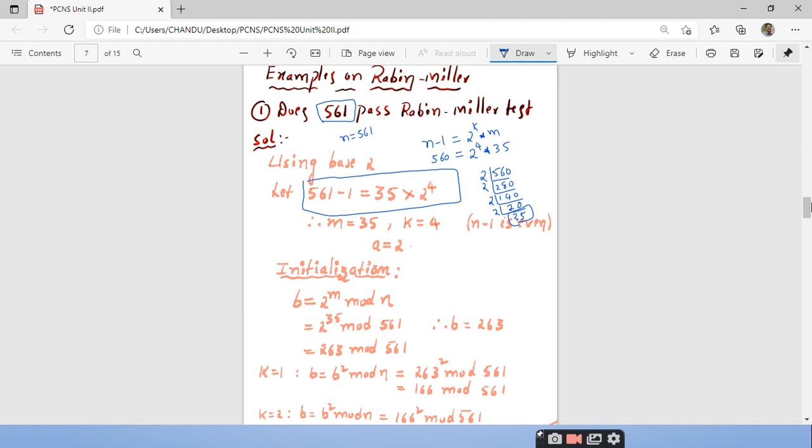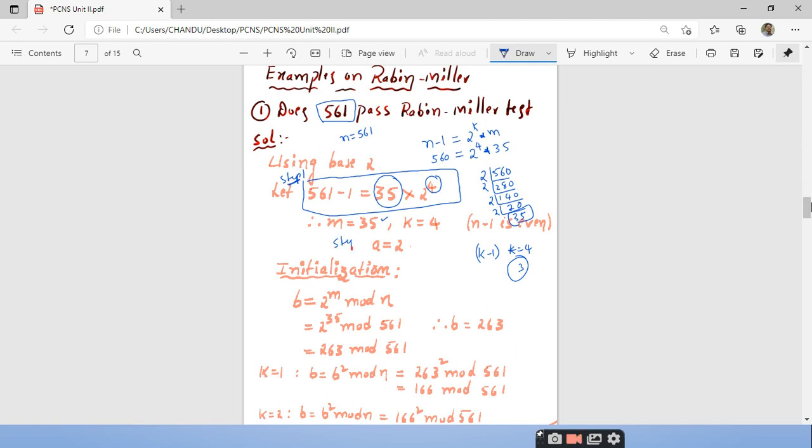Yes, sir. Right. So what is the value of m here? 35. What is the value of k here? 4. So how many iterations do I have to perform? If k is equal to 4, I have to perform k minus 1 iterations. So if k is equal to 4, it is 3. 3 iterations I have to perform. Right. So this is step 1.